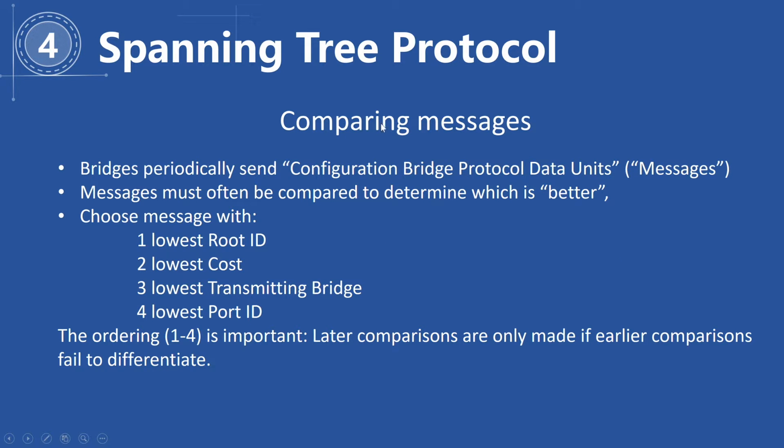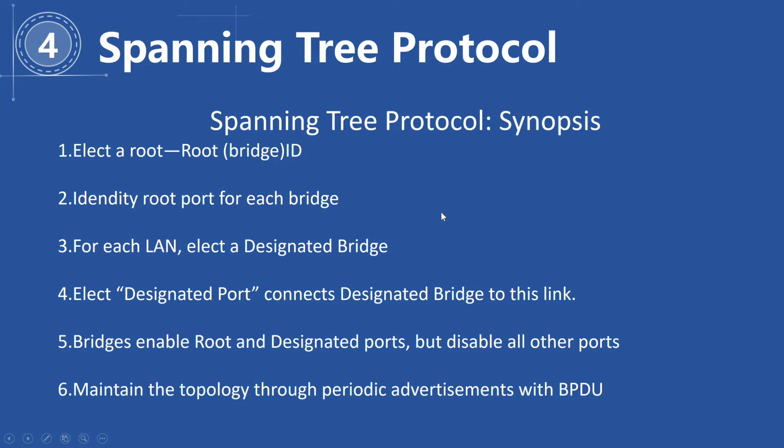So how to create a spanning tree? Firstly, we should compare the messages called configuration bridge protocol data units, sent by the bridges periodically. These are compared to determine which is better. The lowest link layer address means better, and the ordering is also important. Later comparisons are made if the earlier comparison failed to differentiate.